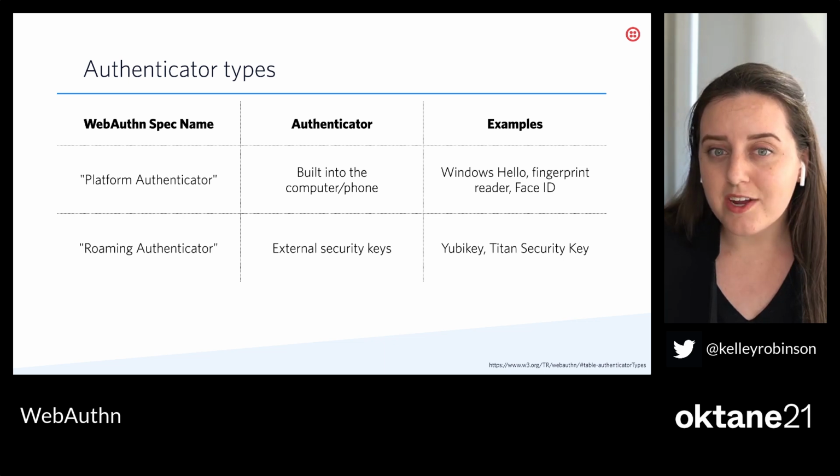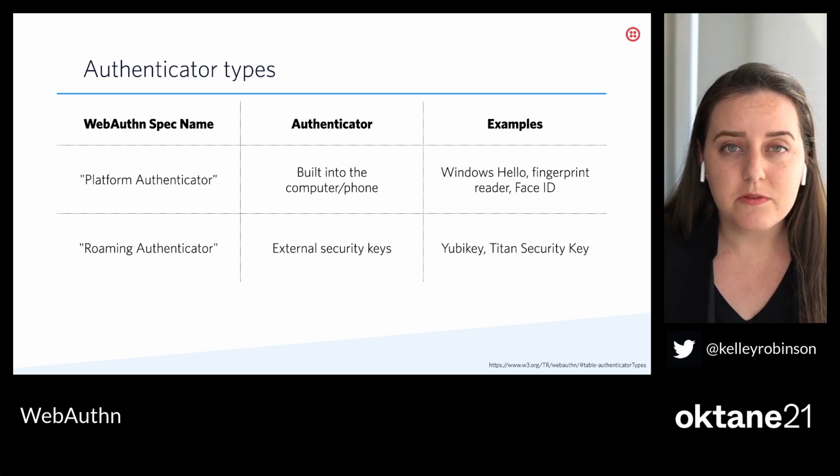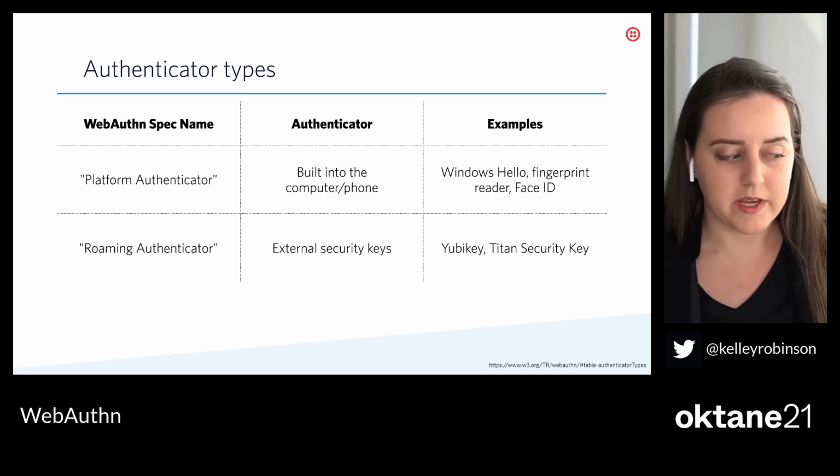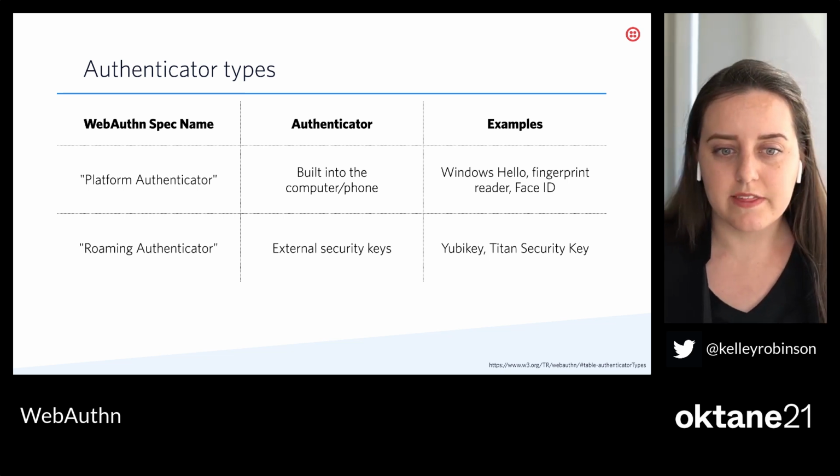And the other category is roaming authenticators. This could be something like a YubiKey or Google's Titan key. This is going to be a separate physical entity that you're going to carry around. You know, I have a YubiKey here that I can use for something like that.